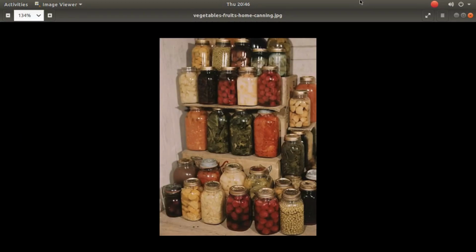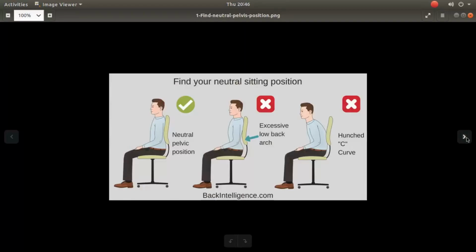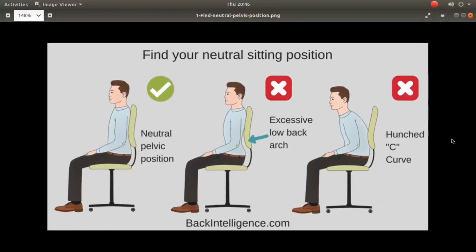Now next we are going to study how we can keep ourselves healthy. There are various ways by which we can keep ourselves healthy. The various postures keep us healthy. Posture of sitting: we can see what the correct posture of sitting is. This is the correct posture of sitting. This is the wrong posture of sitting in the chair. This is also a wrong posture of sitting on the chair.